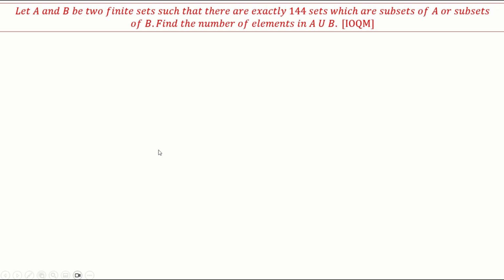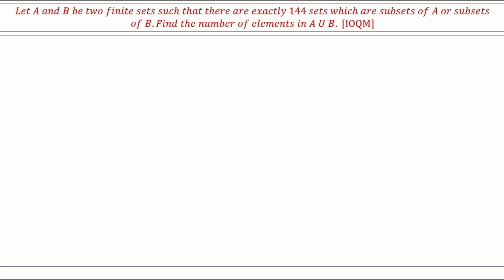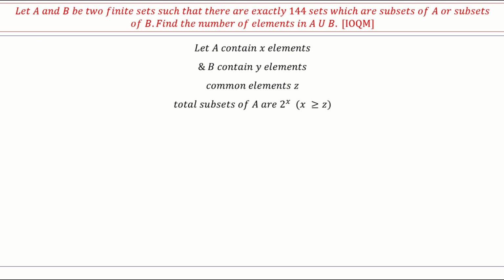Next, let A and B be two finite sets such that there are exactly 144 sets which are subsets of A or subsets of B. Find the number of elements in A union B. This is an IOQM problem, so interesting. Let A contain X elements and B contain Y elements. Common elements are Z. So total subsets of A are 2 power X.